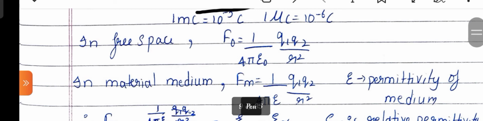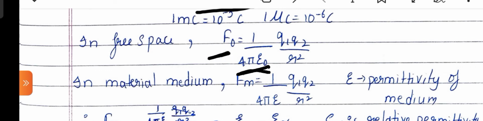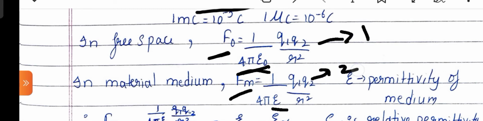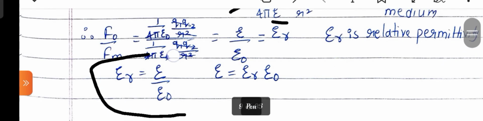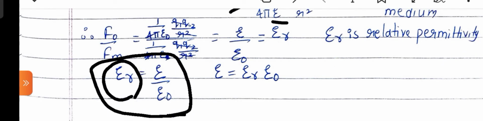Okay, and here is one more important derivation. In free space we consider epsilon naught, so the force is F naught, and in a material medium we'll consider Fm. So in the material, the permittivity of the medium is epsilon. Okay, so on dividing these 1 and 2 we'll get epsilon by epsilon naught, and this F naught by Fm we call relative permittivity. Okay, so epsilon is equal to epsilon r into epsilon naught. So here, permittivity in medium is equal to relative permittivity into permittivity in free space.